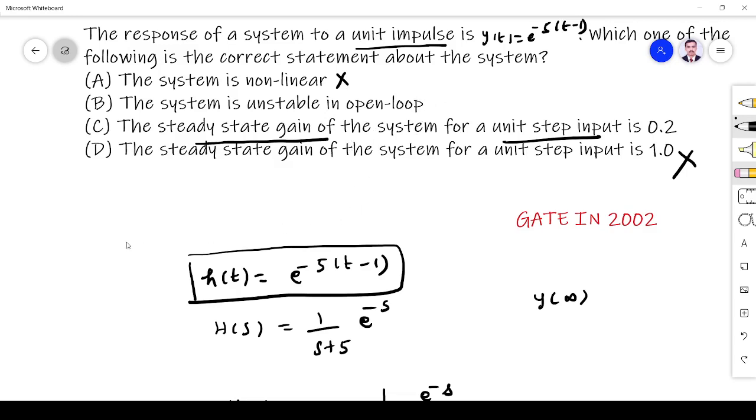Even though if you use for stability, what is the condition? Impulse response should be absolutely integrable. So if you integrate, right, so again stability and instability we can find with impulse response, causality, but not whether it is unstable in open loop, that we cannot find. So option 3 is the right answer.